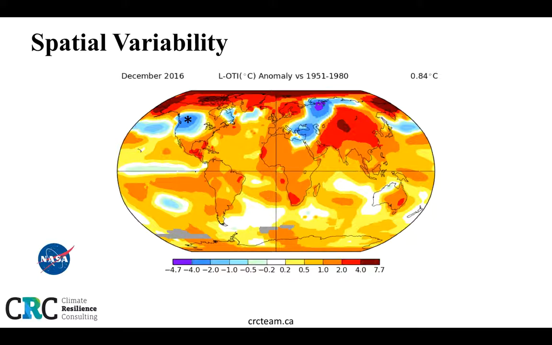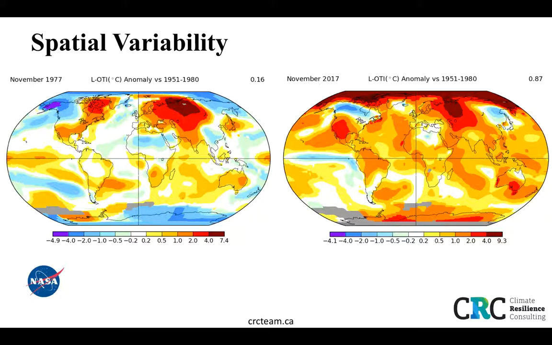And it snowed in Vancouver in December 2016, and I recall there were questions about what had happened to global warming. Did it stop? Did it go away? But it didn't stop, although there was local variability. Globally, December 2016 was 0.84 degrees Celsius warmer than Decembers in the 1951 to 1980 base period.